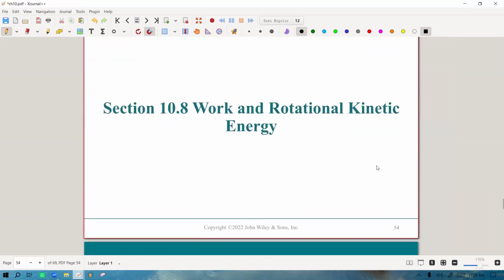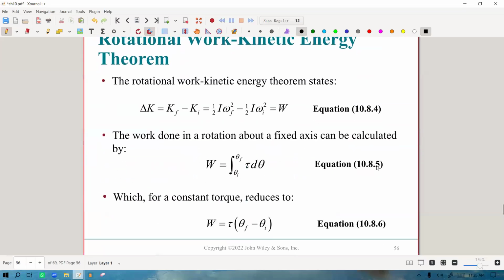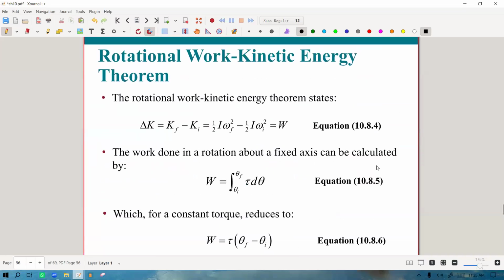And then work and rotational kinetic energy. This is the rotational work-kinetic energy theorem. It is similar to what we have discussed before in linear motion. The delta K is the work, right? But in this case, it's rotational kinetic energy. So the rotational work-kinetic energy theorem states that delta K, K final minus K initial, equals half I omega final squared minus half I omega initial squared. It is equal to the work.